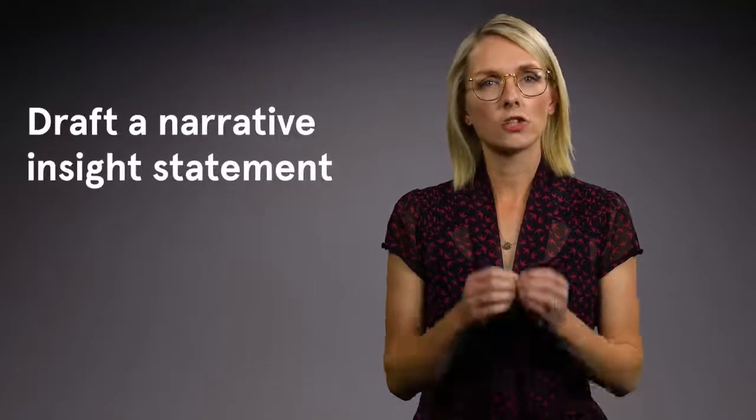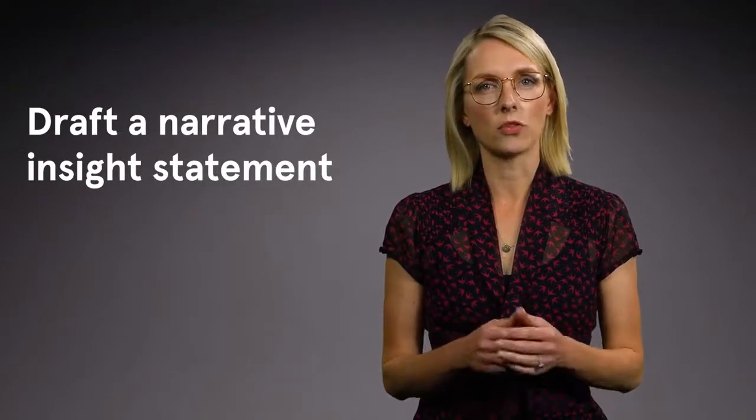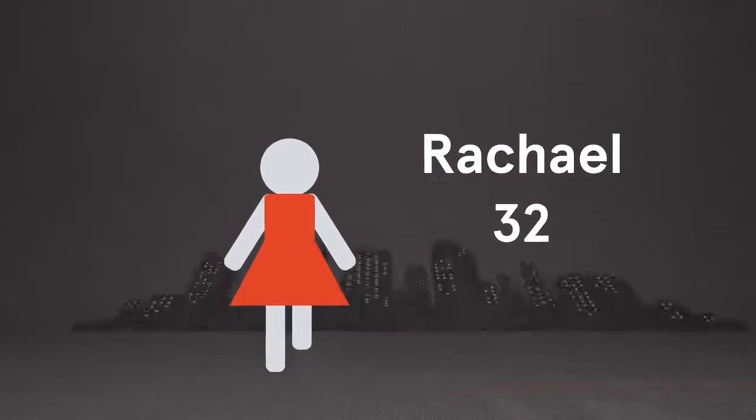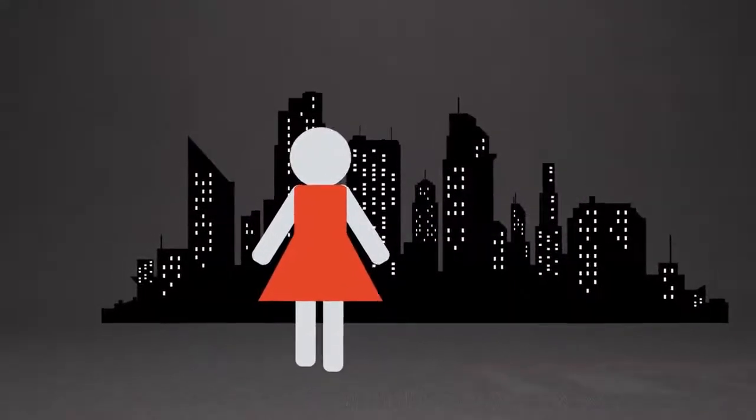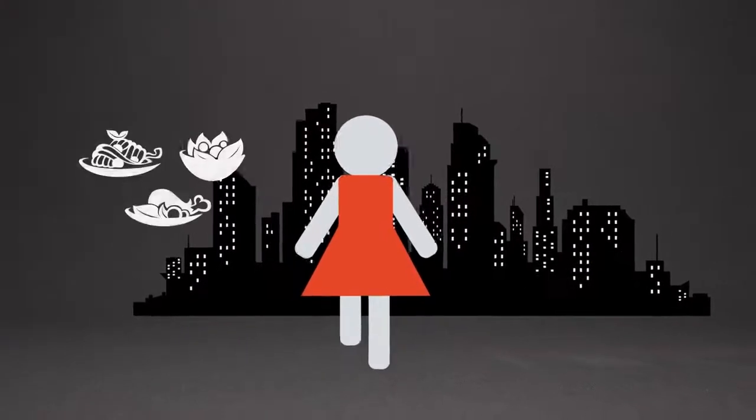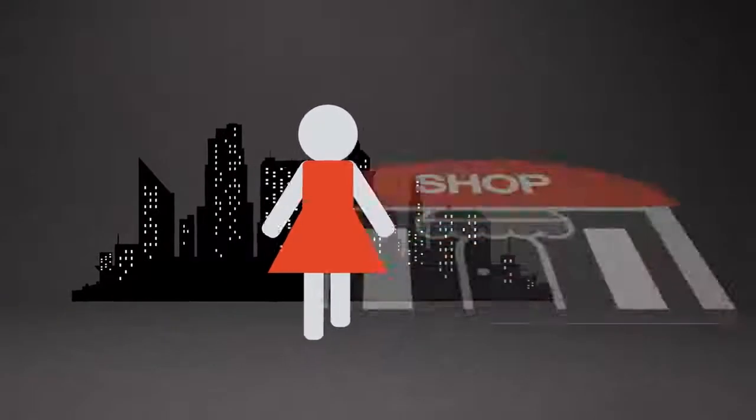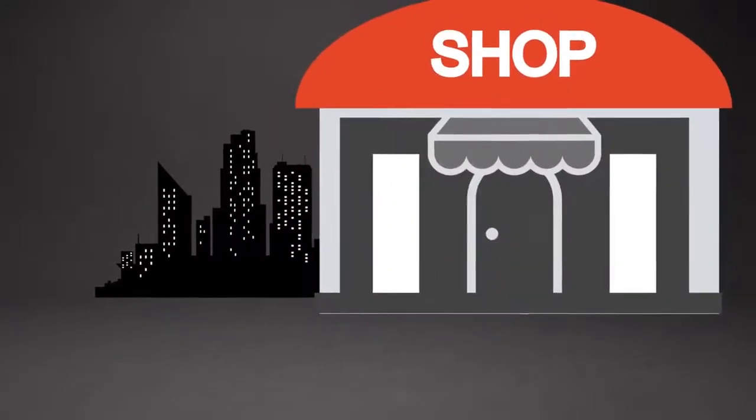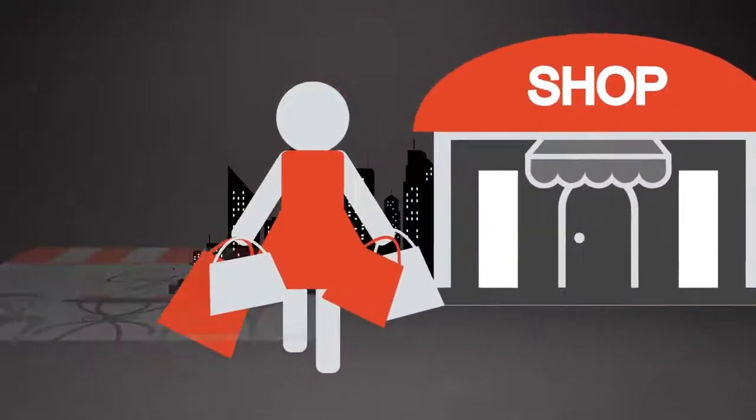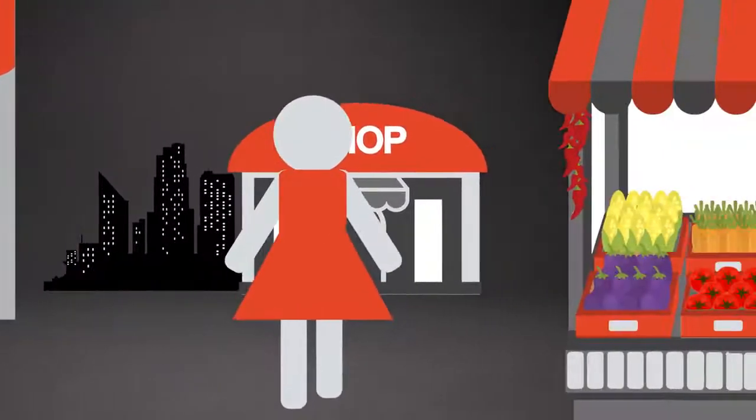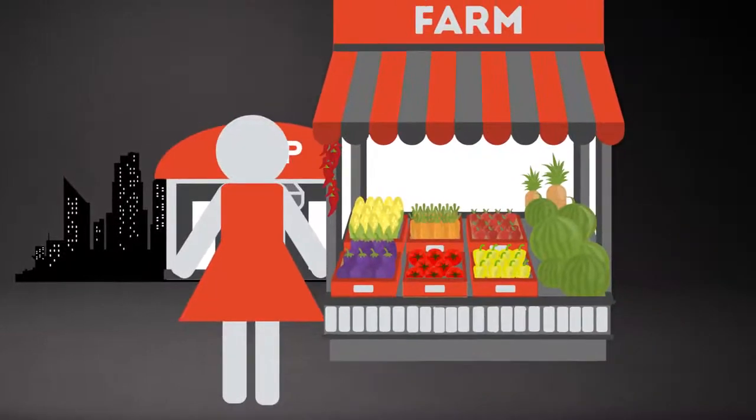Next, extrapolate a narrative insight statement that draws together a rationale for why this persona has a specific need. Here's an example. Persona: Rachel, a 32-year-old who lives alone in the CBD. Need: needs to eat three meals a day. Insight: as a single person living in the CBD, Rachel needs to do her grocery shopping, but doesn't want to carry home heavy shopping bags. She also doesn't always eat at home. It's important to Rachel that she has fresh produce at a reasonable price.